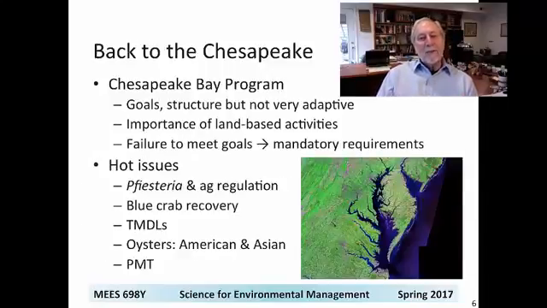So when I came back to the Chesapeake Bay after being away for 10 years, there were a lot of things that had developed. The Chesapeake Bay Program had been developed and formalized. It had goals and a structure, and it made some changes, but it really wasn't an adaptive system in the context of what we'll be talking about shortly. It did recognize the critical importance of land-based activities and the need to solve those in order to improve the quality of the Chesapeake Bay. However, in the 26 years that I've been back, we've also seen the failure to meet these milestones, and now we're in a period when we have mandatory requirements that states must meet to reach goals of pollution reduction. We'll be talking about that throughout the semester.